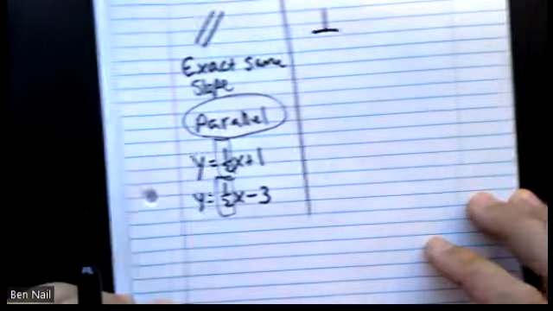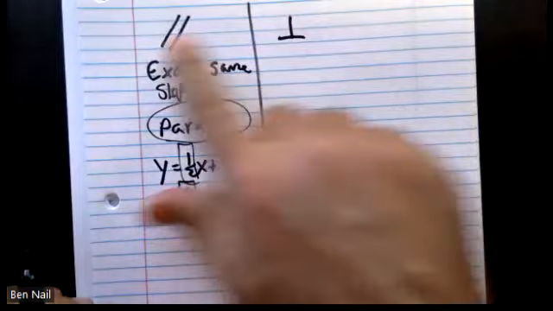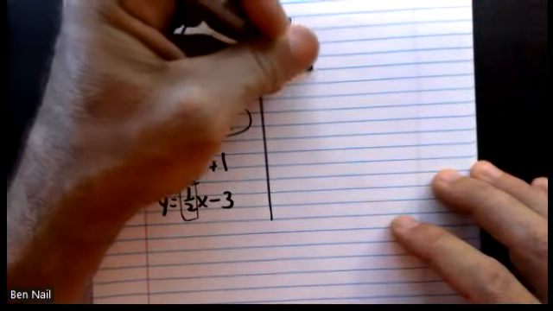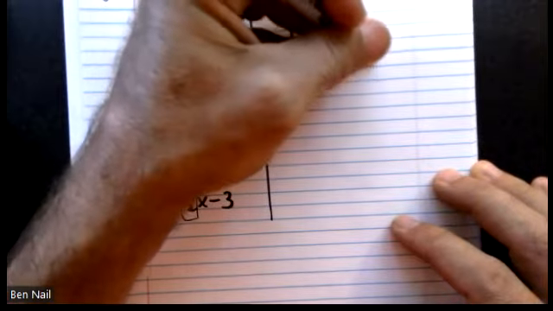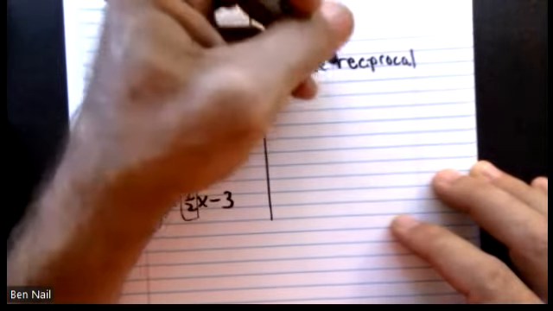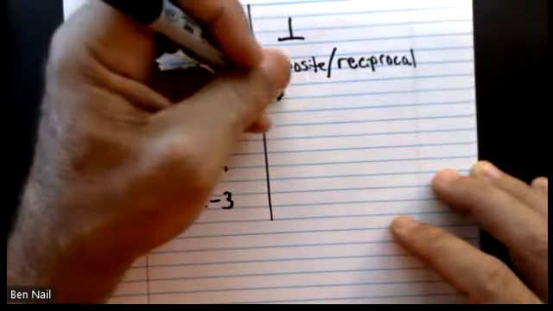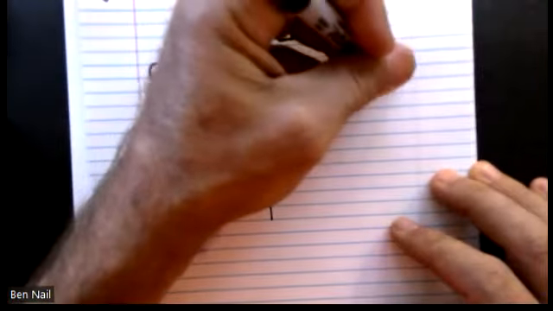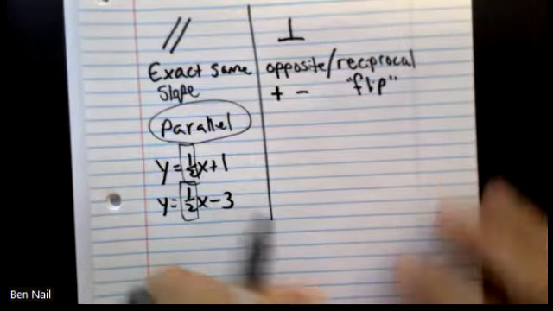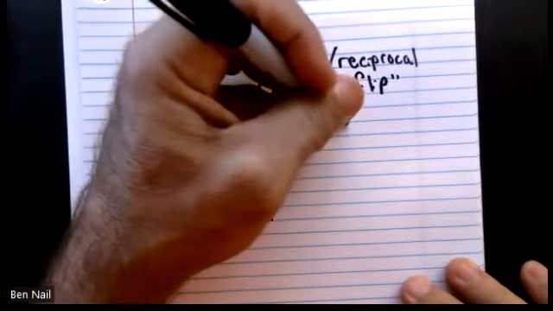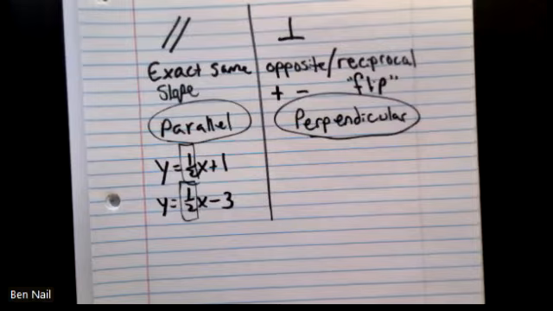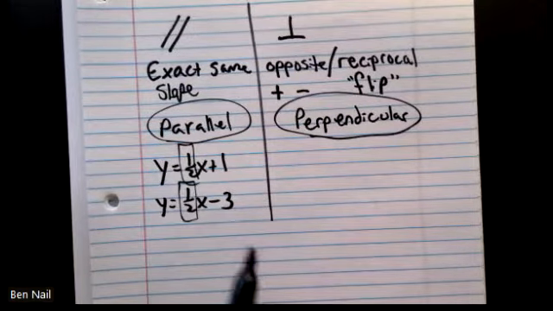Another situation is what we call a perpendicular line. These are just some geometry symbols for those, but perpendicular lines will have opposite and reciprocal slopes. Both. Opposite means one will be positive and one will be negative. Reciprocal means they will be flipped over. Okay, and those are called perpendicular lines. Perpendicular lines cross, and they specifically cross at 90-degree angles. It's a very specific type of line.